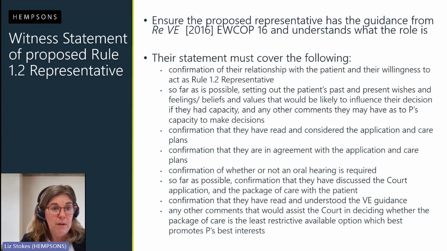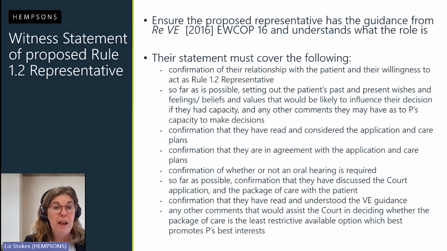In terms of once you've identified the proposed 1.2 representative, it's essential that they understand what their role is, and the best way of doing this is to provide them with the guidance from the case of VE. This sets out fairly clearly what their role is. And then their 1.2 rep should be asked to provide a statement, preferably in the COP24 format, that confirms that the following issues are set out here, that they have the relationship with P and they are willing to act as 1.2 rep. That so far as possible, they are setting out the patient's wishes and feelings.